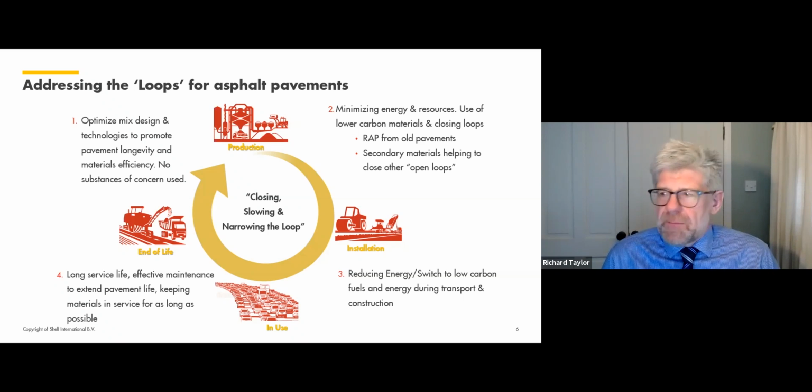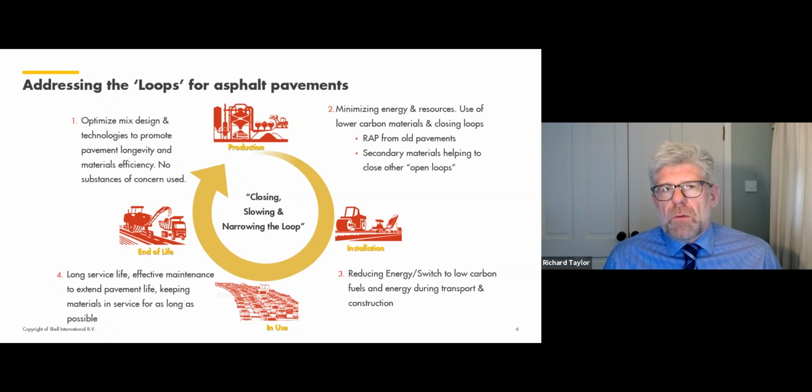How thick does a pavement need to be? How efficient is that material going to be over its lifetime? Importantly, that we don't put any substances of concern into the material at that design stage. When we come around the cycle here, we will say minimizing energy and resources when we have to put inputs into the loop, using lower carbon materials, closing loops.